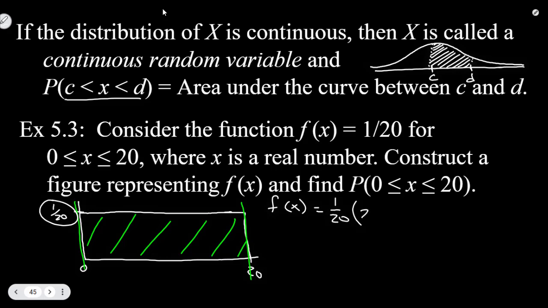Well, the width is always the bigger value minus the smaller value. Since we were told that the bigger value is 20 and the smaller value is 0, that's 1/20th times 20, which equals 1. Hopefully that makes sense, because we are including the entire graph in our probability there, and the probability has to always equal 1. So that is our example 5.3.